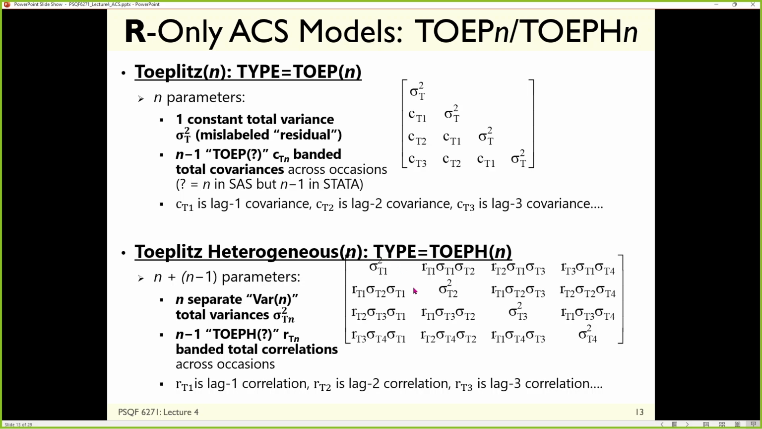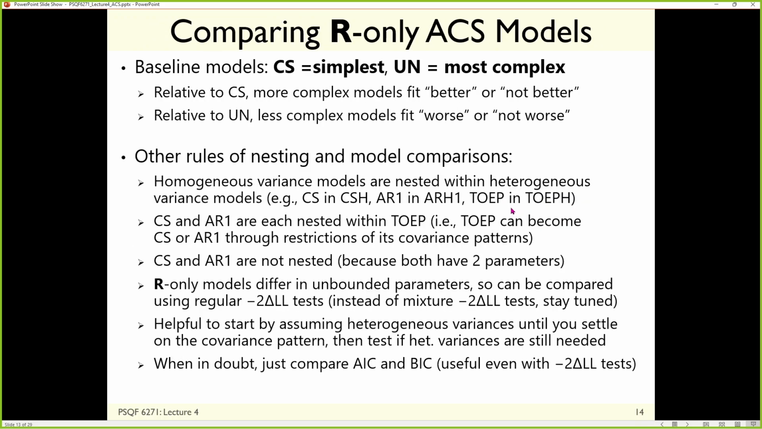And then, of course, there's a heterogeneous version, which allows different variances over time. So that would be as many variances as you have occasions, plus as many off diagonals. And note that because the variances are different, we're switching to correlations here. You can't hold the covariance constant if the variances are different, but you can hold the correlation constant that contributes to the covariance.